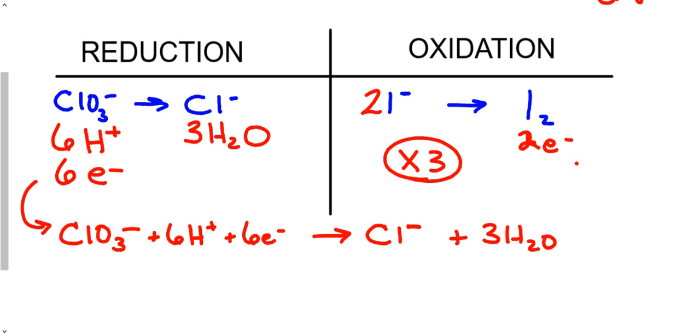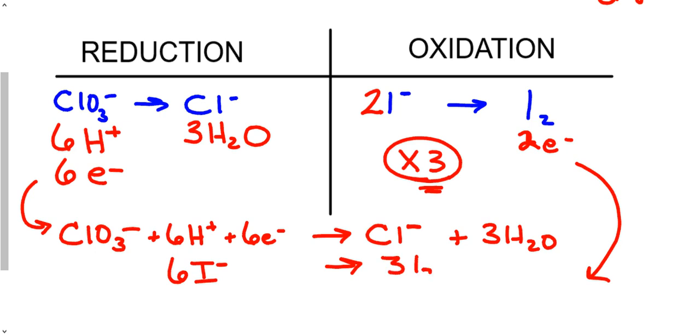From the oxidation half-reaction, remembering to multiply by 3. On the reactant side, I've got 3 groups of 2. I have 6 I minuses. I like to line up my little reaction arrows because, again, it makes it easier to cancel, and you'll find you make fewer mistakes that way. On the product side, again, remembering to multiply by 3, I'm going to have 3 I2s, and 3 times 2, 6 electrons.